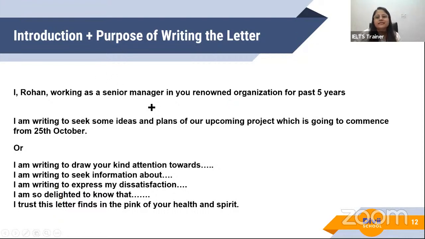Next is the introduction part. What is the introduction part? I have already told you, the introduction paragraph is going to be your introduction plus the purpose of writing the letter. Who you are, you have different sorts of introductions. Like you can just start with your name, as I have written over here. If you're writing a formal letter, like the person is new to you, for example the person is a manager or the boss, you need to specify yourself first, who you are.